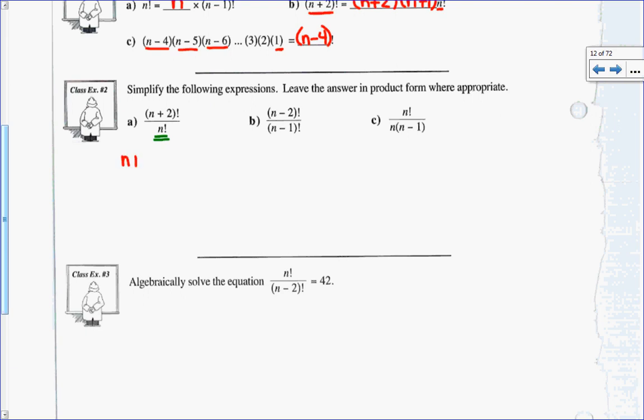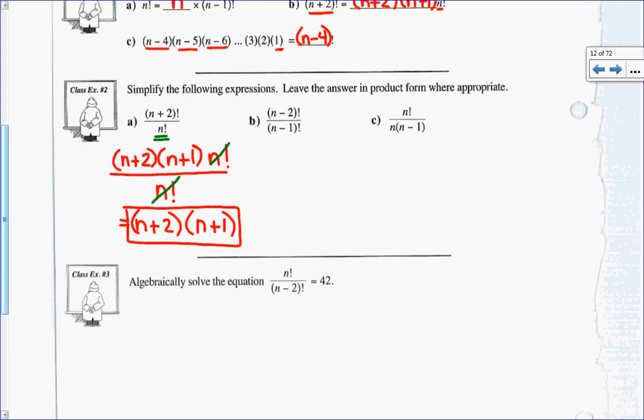Okay, so n plus 2. Well, n plus 2, 1 less than that is n plus 1. 1 less than that is n. And that we're going to leave as n factorial. Now that matches the denominator that I have, n factorial. So my n factorial on top and my n factorial on the bottom cancel each other out. And I'm left with n plus 2 times n plus 1. When it said leave it as a product, this is what it means. Don't multiply it out. We don't have to FOIL it to figure out what n plus 2 times n plus 1 is. That is our final answer.